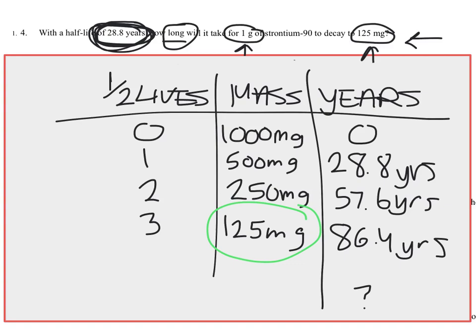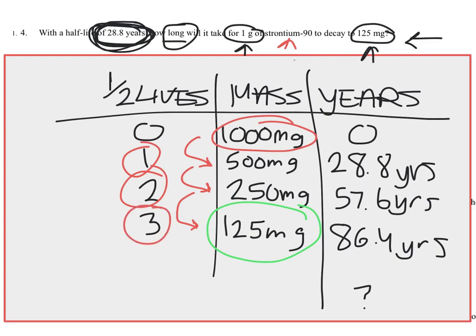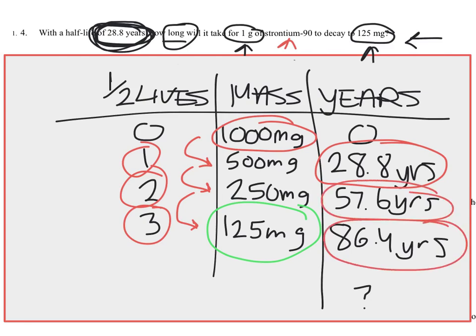So that means in order for this 1,000 milligram sample of strontium-90 to decay so that only 125 milligrams was left, I went through 1, 2, 3 half-lives. And since each half-life is 28.8 years, it took a total of 86.4 years. So I was looking for the answer to how long will it take? The answer is 86.4 years.